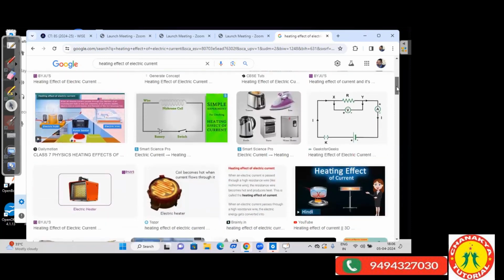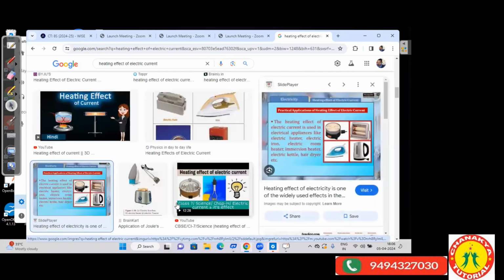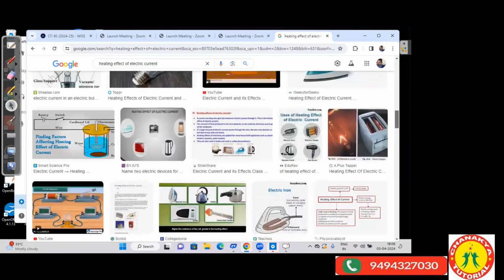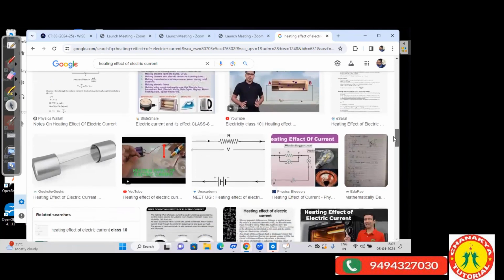So, this type of heater is also based on the heating effect. This is your electric heater. You have a room heater that is also based on the heating effect of electric current. A number of devices are based on the heating effect of electric current. That is, when electric current is passed through them, they get heated up.